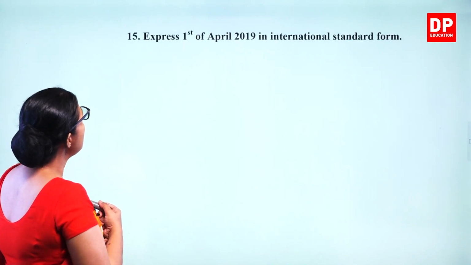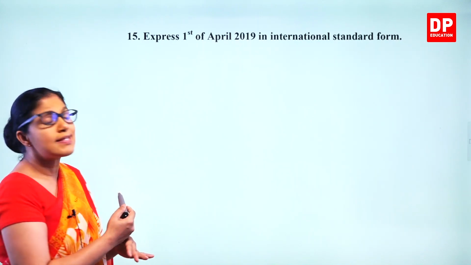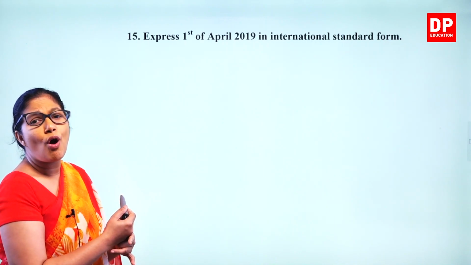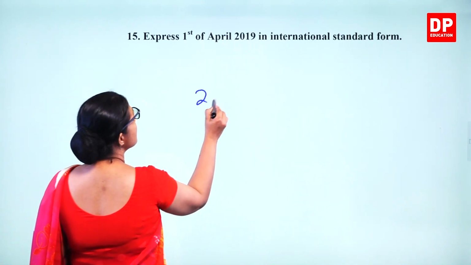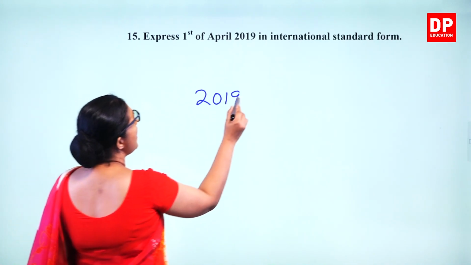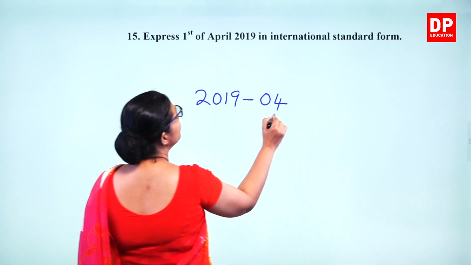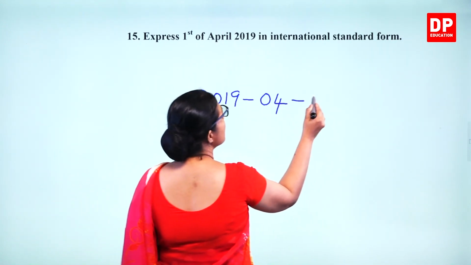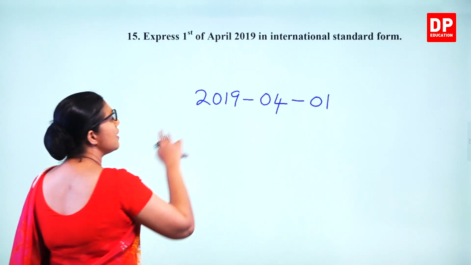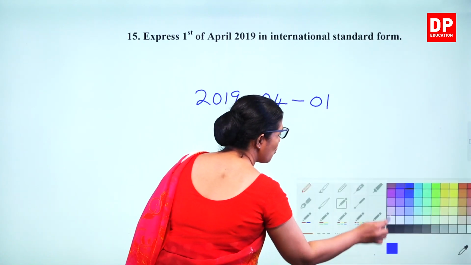Question number 15. Express 1st of April 2019 in International Standard Form. When you are writing International Standard Form, the year is first with 4 digits. And then you put April. April is 04. And then the first, you can write 01. So 2 digits here. For the year, 4 digits. So you get 2 marks there.